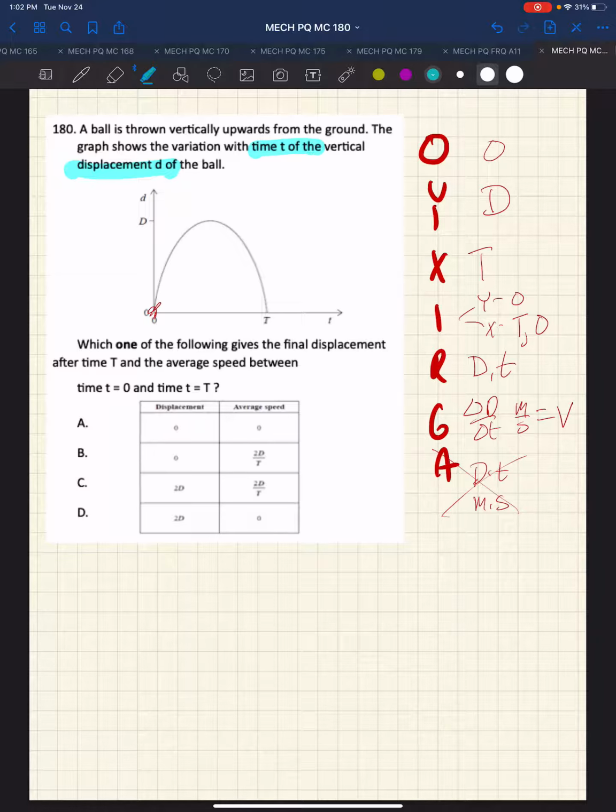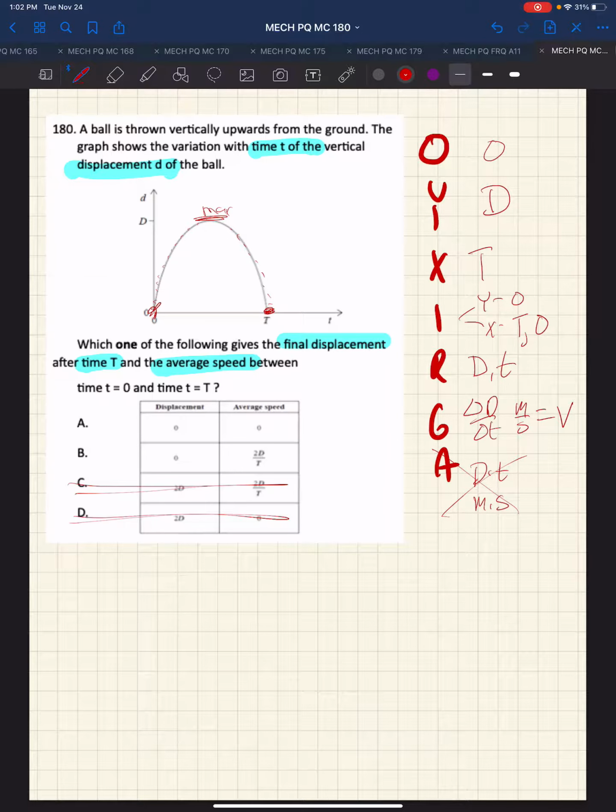Which one gives the final displacement after time t and the average speed? So we'll look at each one. The final displacement after time t. When we look at the graph, the displacement increases to a maximum value, and then it decreases back to 0. So after t, the displacement is 0. So that means we eliminate choices C and D.